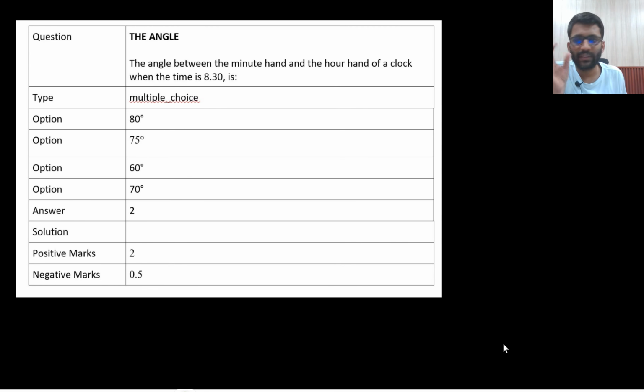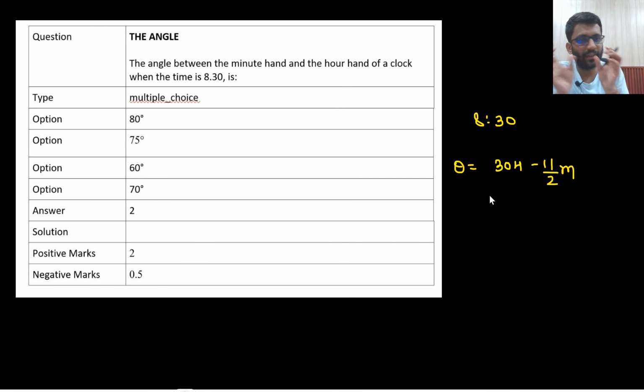These kinds of questions are often asked in the written tests of a lot of companies. Now what they are asking is the angle at 8:30. Always remember the formula, that is 30h minus 11 by 2 m. I rarely ask you to remember formulas, but this is something that I ask you to remember in aptitude.